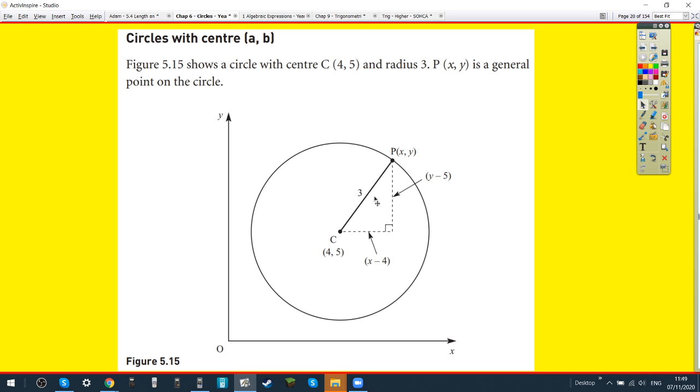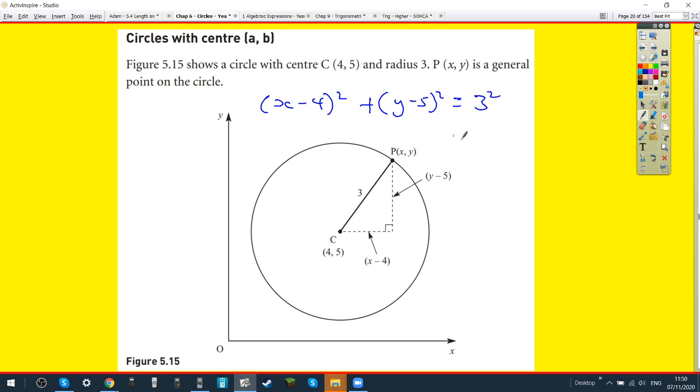Use Pythagoras to find the, how would you do Pythagoras for this triangle? Just using their letters. How would you make an equation? So would it be x minus 4 squared in brackets and y minus 5 squared in brackets equals c squared. Yeah, and what is c for this one? Oh, it's 3. And so 3 squared is fine.